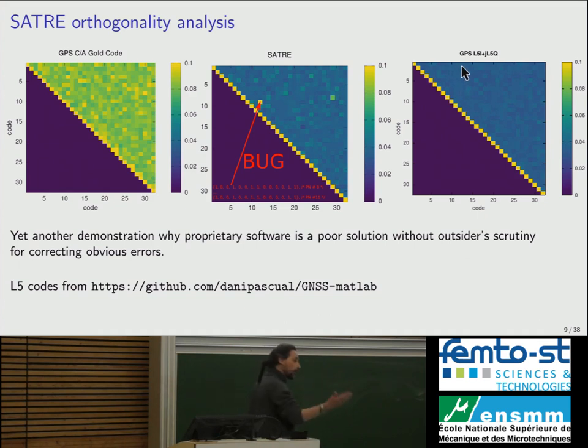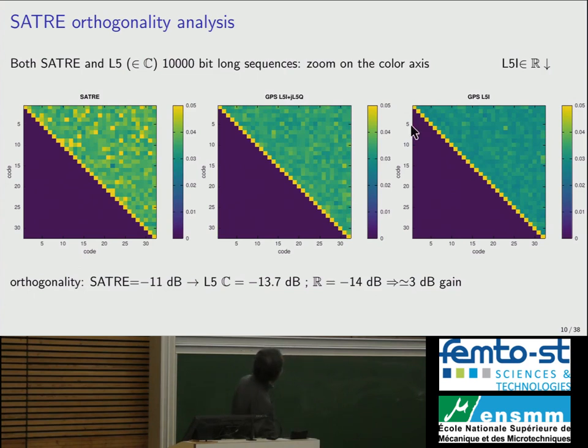L5 is 10,230 bits long, so about the same length. And how does GPS behave? If we take the GPS L5 codes from this website and we zoom onto the color code, what you see is that SATRE is not too bad, but you could improve by using L5.